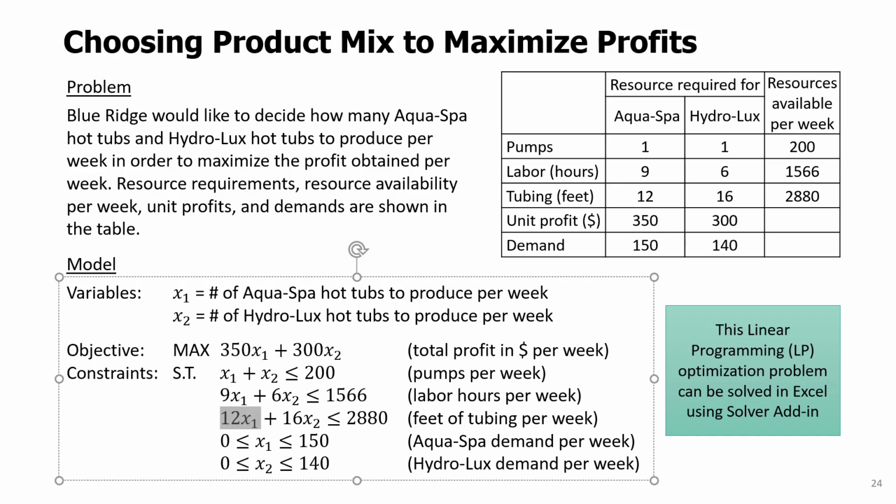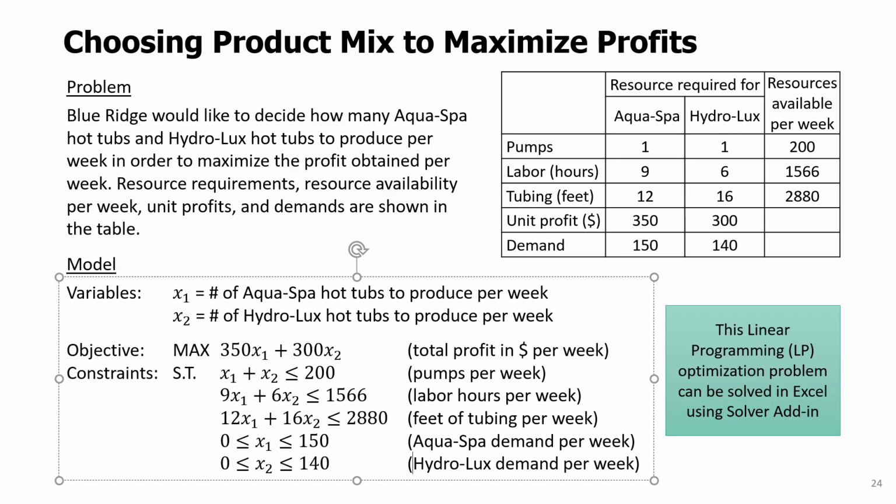Similar constraint for tubing. How much is used, not more than available. And we have some logical constraints like limiting the level of production to the demand. We should not produce more than demand for aqua spas and for hydroluxes, and we also have non-negativities. Negative number doesn't make sense.